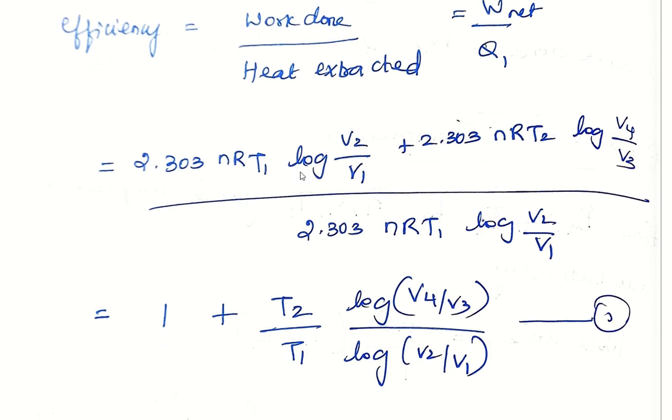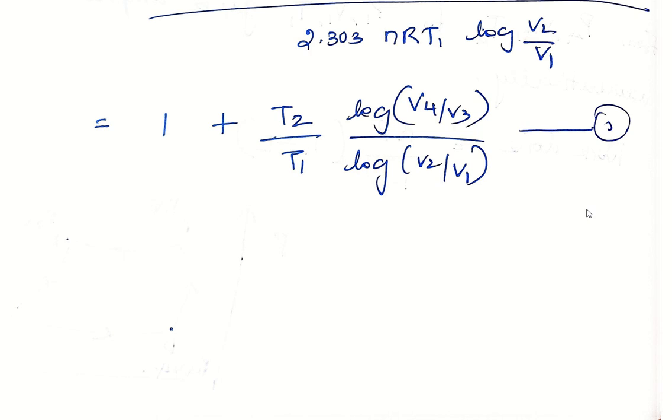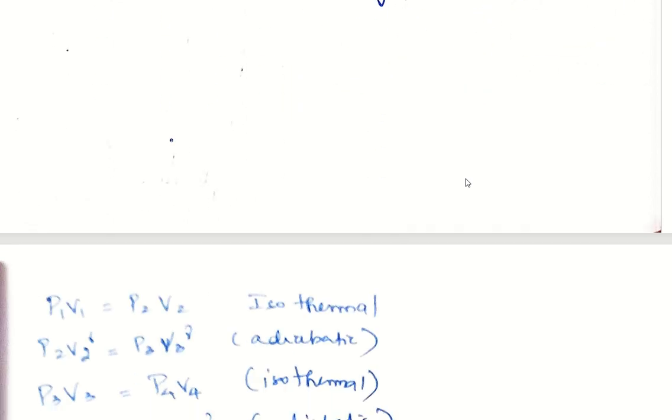Now we can cancel out these two terms and write down 1 plus the remaining constant terms get cancelled, and we can write T2 by T1 log of V3 by V4 divided by log of V2 by V1. Now this is equation number 1. Here we are going to find the efficiency of a Carnot cycle heat engine, and if we remove the log terms, then the expression of efficiency will be in terms of temperature. So now we are going to find the relationship between these two terms, log of V4 by V3 and V2 by V1.